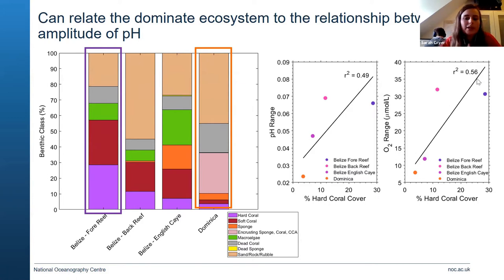Now it is only 4 points, and if we had more data, we might see changes in this line, but it does give us an idea of how we can relate what we're seeing in the sensor data to the health of the coral reef and potential monitoring of a coral reef.